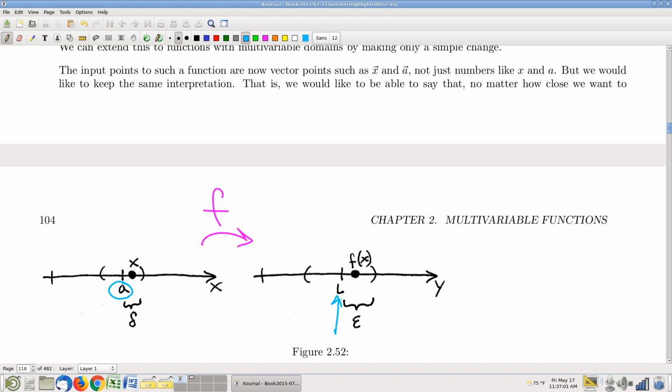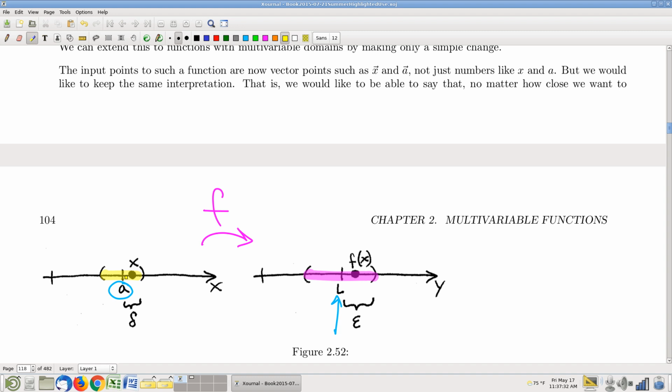And the way I make that happen is to require that no matter how small that interval around L is, there must be some corresponding interval around A that makes that work. So same idea. Notice all I did is separate the x-axis from the y-axis, because who cares, right? We don't need a graph picture for this to make sense.